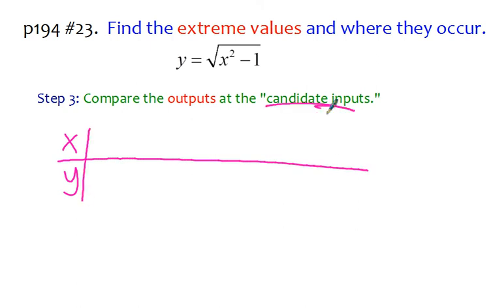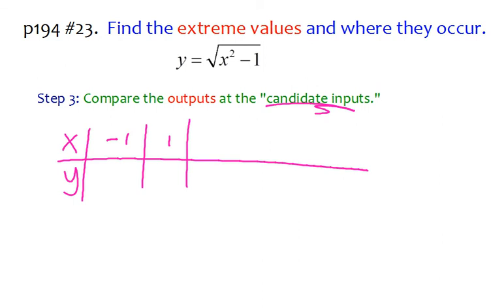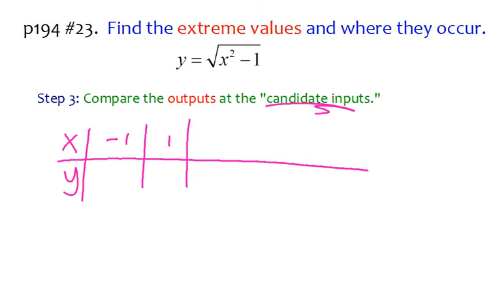Okay, we want to list the candidate inputs for the maximum and minimum, and those would include the endpoints in the domain. So the graph has an endpoint here. Really there's two branches to this graph. So there's an endpoint here and an endpoint here. And then normally we would separately list critical numbers, but it just so happens the critical numbers for this function are identical to the endpoints of the branches. So we don't have any additional candidates for the maximum and minimum.